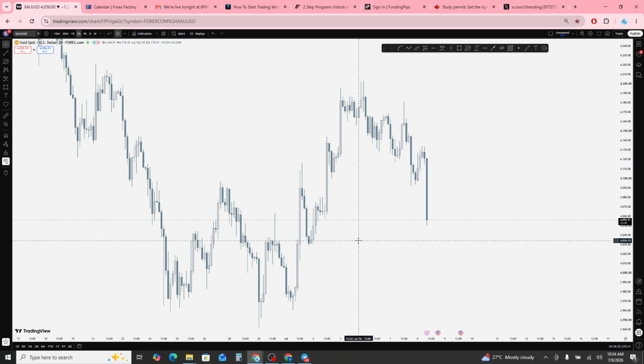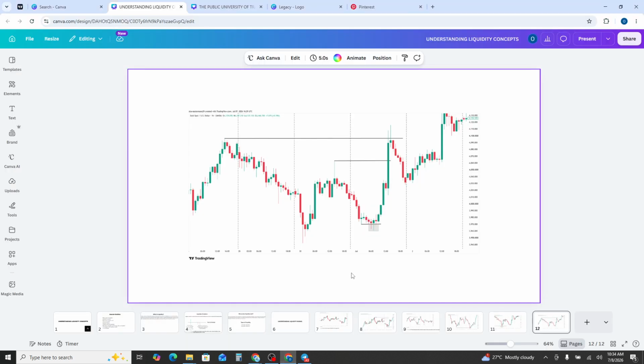When you add all these things together, they become the bread and butter of everything you trade, and it just starts to make sense. So guys, I hope you learn from this.